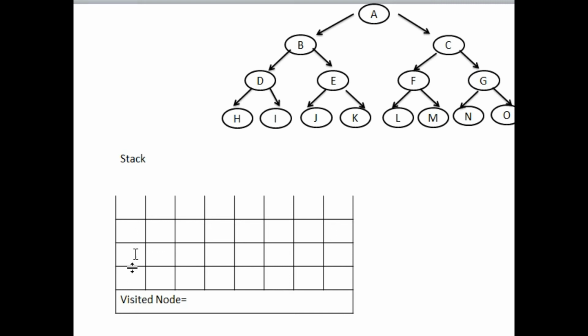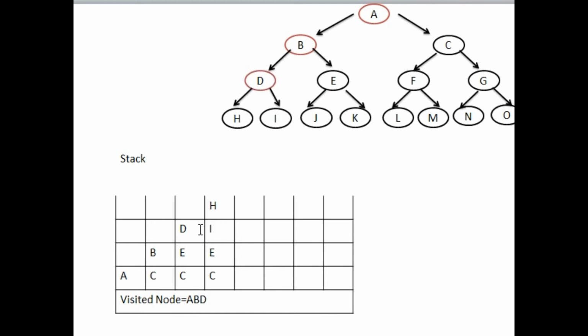Initially this stack is empty. I will push the node A into the stack, then I will pop the value from this node and check whether it is a goal or not. If it is not a goal, then I will mark it red over here, and the children of this node, C and B, I will put these two nodes into the stack. Then I will traverse the B node, and the children of this B node, D and E, I will put these two nodes into the stack.